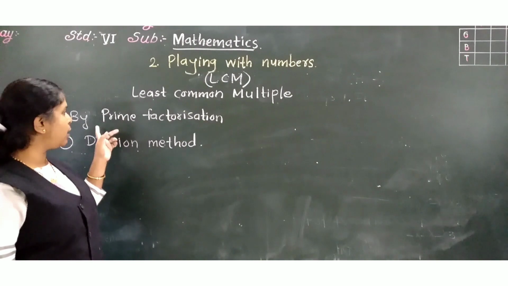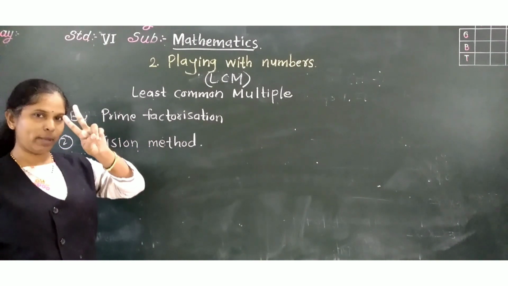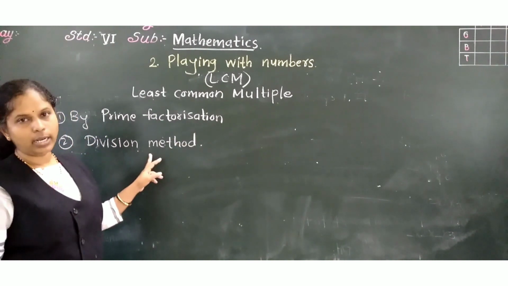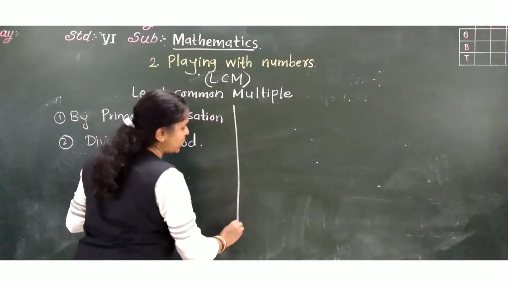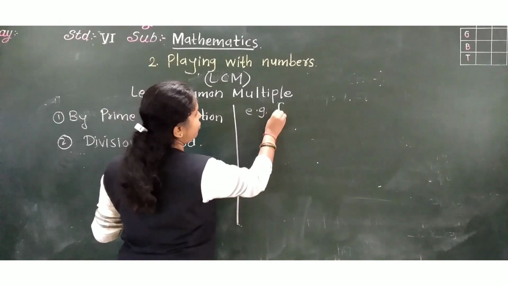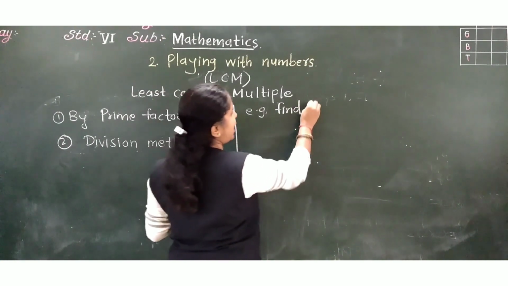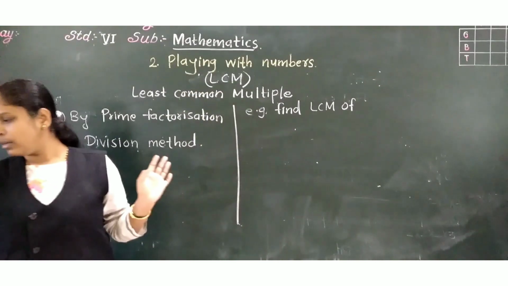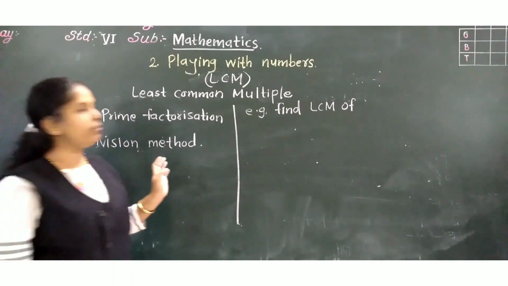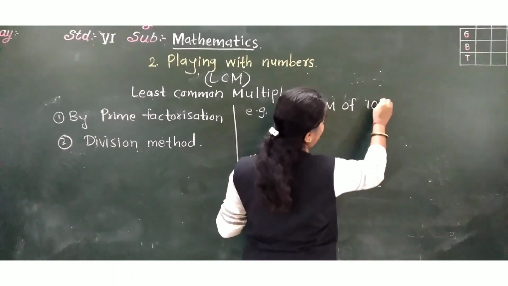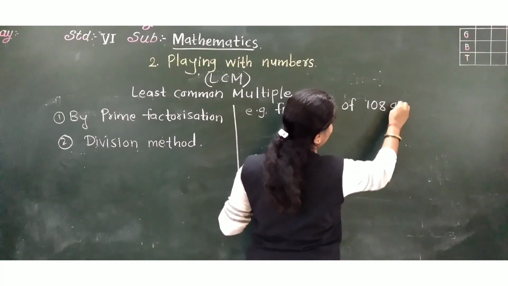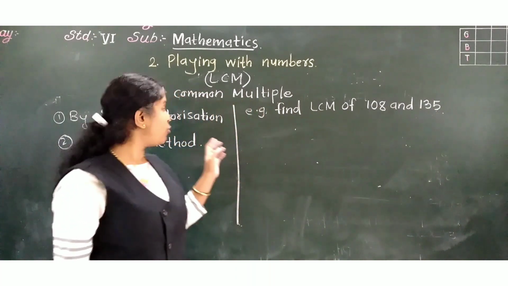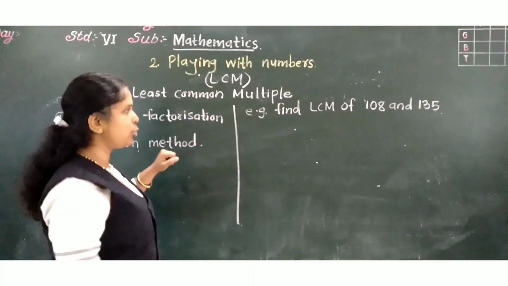How to find the LCM of any two numbers? There are two methods again. One is by prime factorization and another is by division method. One example I will show you. Find the LCM of 108 and 135. First I will show you by the prime factorization method.